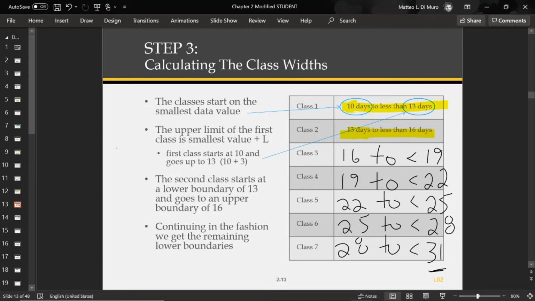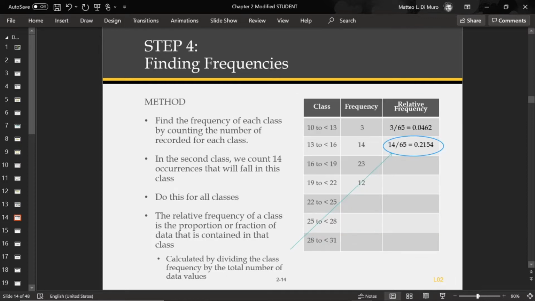Now, remember, why are there 7 classes? That's because in step 1, we figured out that k was equal to 7. So basically we figured out a nice number of classes so that the data is sort of evenly distributed, and we figured out how big each class should be so that it's not skewed on one side. Every class is nicely distributed with a length of 3. We're almost there.